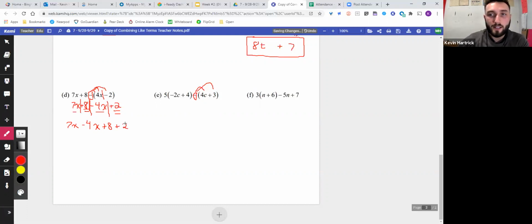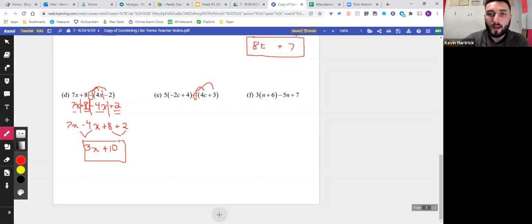Now that my like terms are next to each other, it makes it easy to combine. I have 7x plus a -4x, or 7 minus 4 gives me a 3x. And then I have my +8 and +2 combined for a +10. That's positive. So my answer is now in standard form. It's as simplified as it gets, 3x plus 10, and that's my answer.